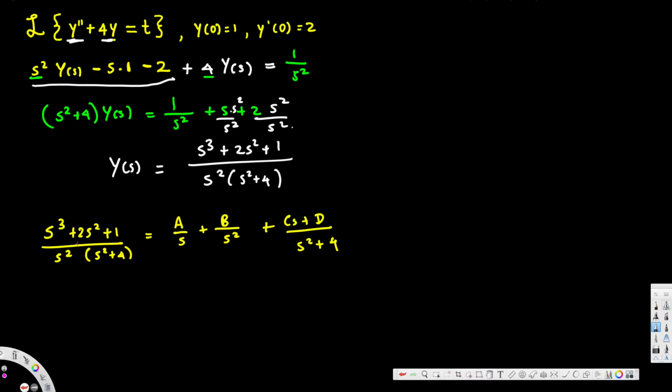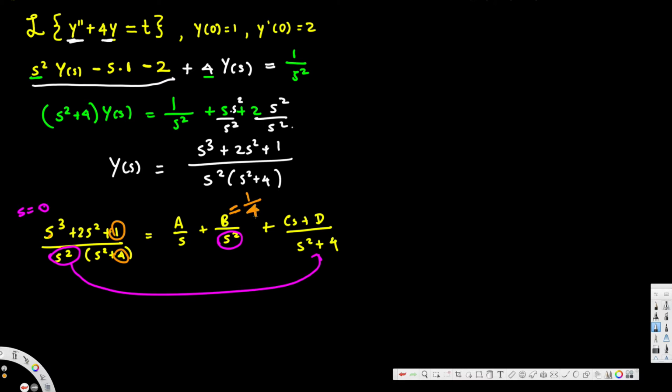Now here we can simply find out this b, because we have s square here and b has s square. Think of it like this: if you multiply this whole thing by s square, this denominator square and this one cancel each other, so we just have to eliminate all the other s and solve for b. To eliminate the other s, you can equate s equal to 0. So if you equate s equal to 0, this one will be cancelled, this one will be cancelled, this one will be cancelled. Here we have 1 and 4. This s square is already gone because it's cancelled with the denominator, so 1 over 4 remains. So from this one we can directly find b is equal to 1 over 4.